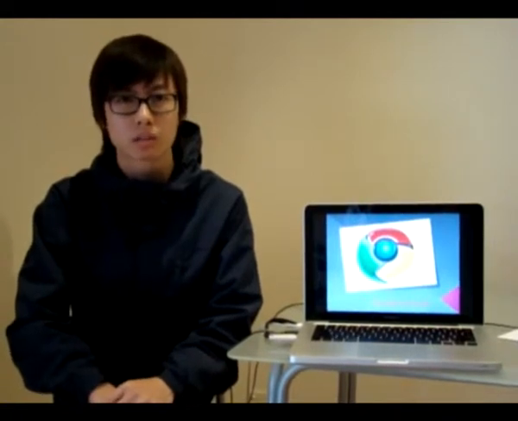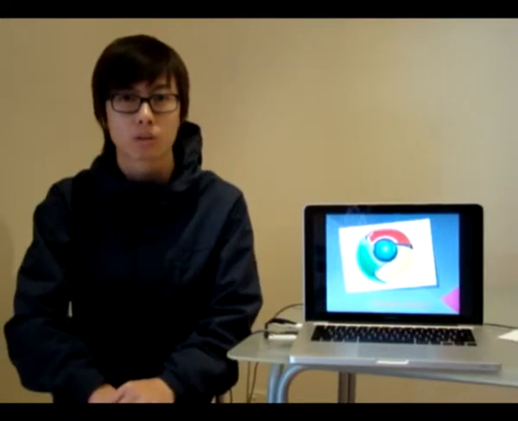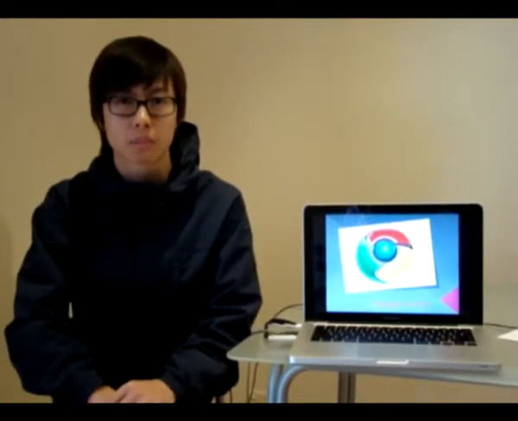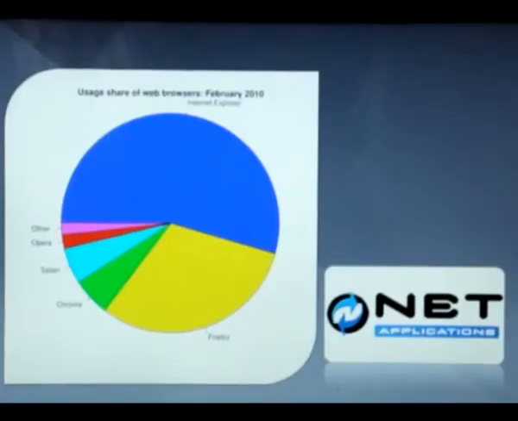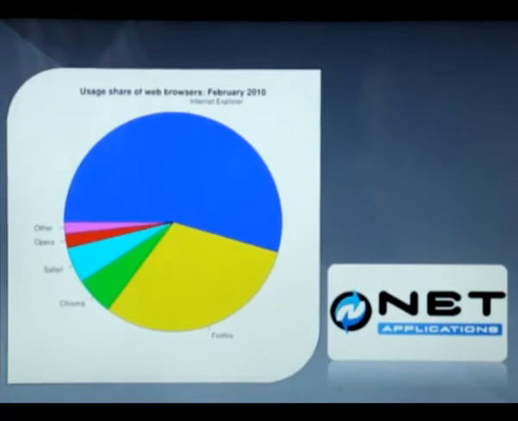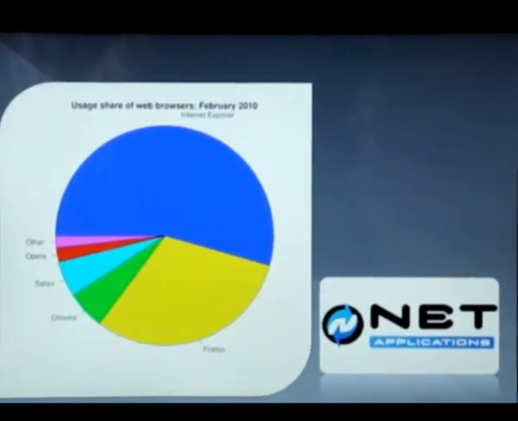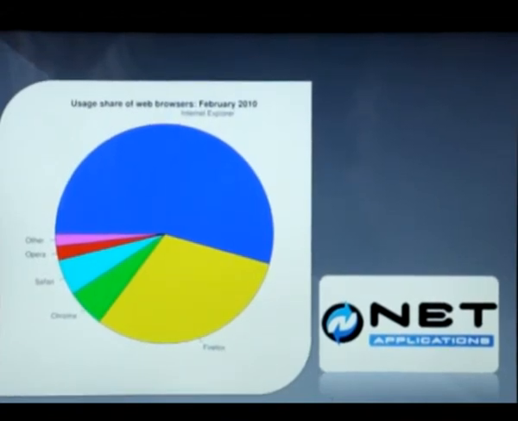Google Chrome is a web browser developed by Google. It was first released as a beta version for Microsoft Windows in September 2008. In February 2010, Chrome was the third most widely used browser with 5.61% of worldwide usage share of web browsers, according to the applications.